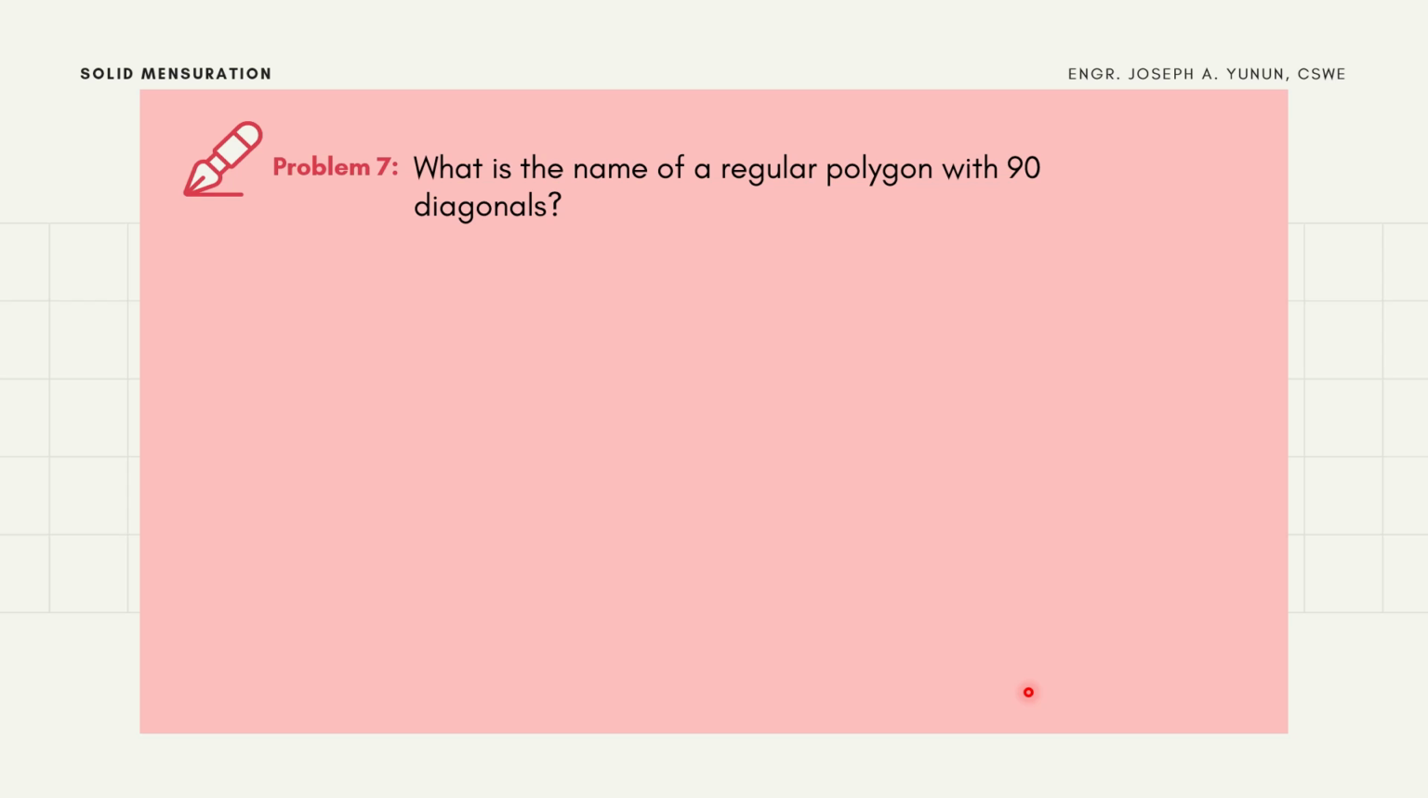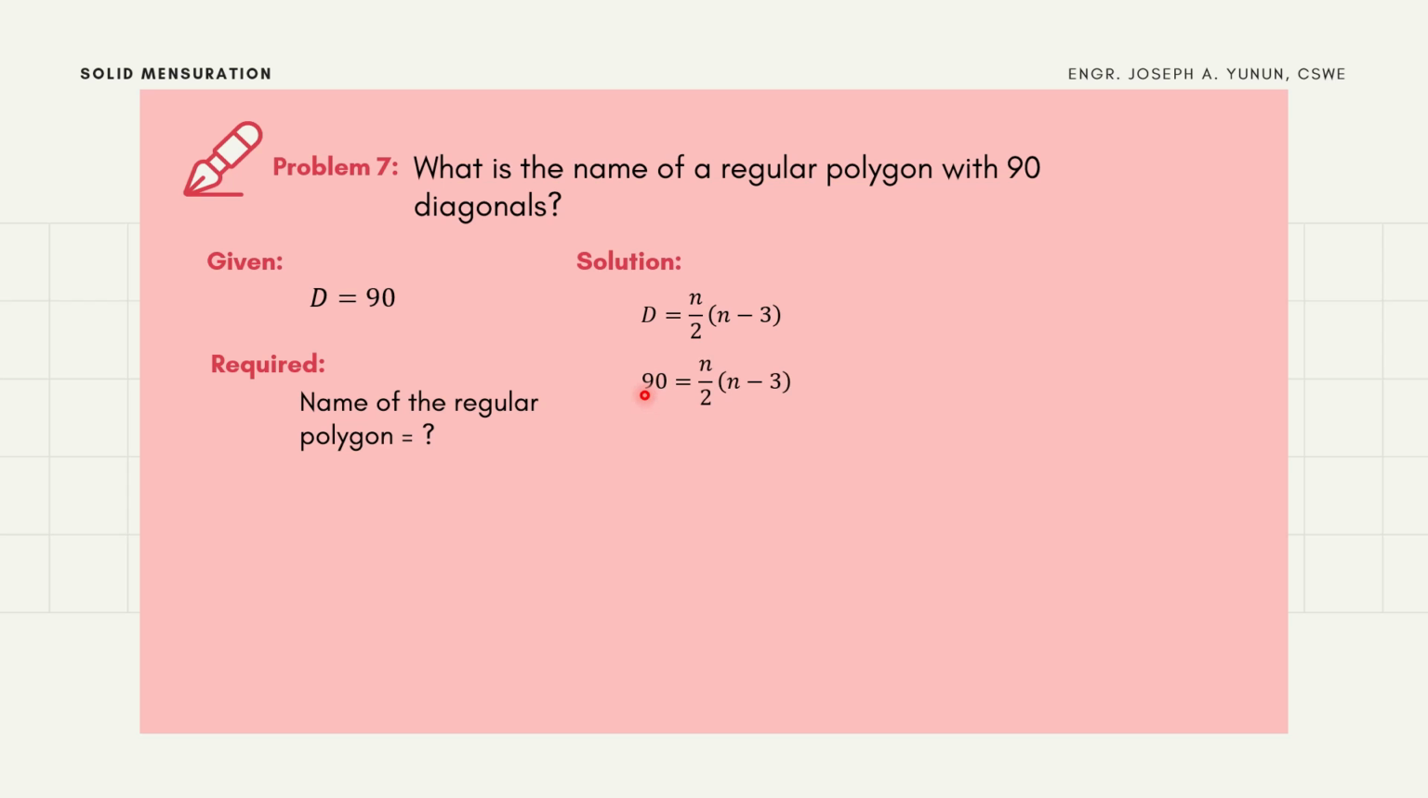Problem 7. What is the name of a regular polygon with 90 diagonals? So the name of the regular polygon is unknown, and you have the given of 90 diagonals. The required answer is the name of the regular polygon. For your possible solution, you need to use the given itself. Based on the given, you have a possible formula in mind. For diagonals, you have a formula, then you can determine the number of sides, substituting the value of the diagonals, which is 90.